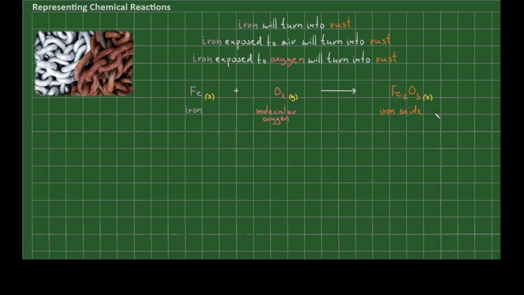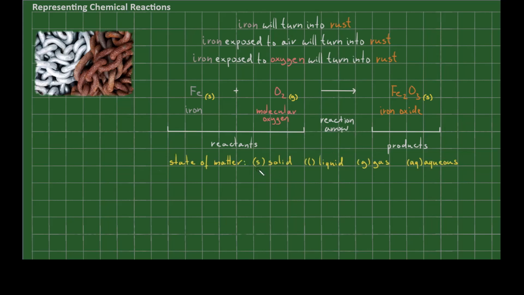All of these substances on the left-hand side of the arrow are known as the reactants, while all of the substances on the right-hand side of the arrow are known as the products. The arrow itself is known as the reaction arrow. What are these little letters in yellow? They indicate the state of matter. The little s represents a solid, an l represents a liquid, a g represents a gas, and an aq indicates aqueous, which means that the substance is dissolved in water.